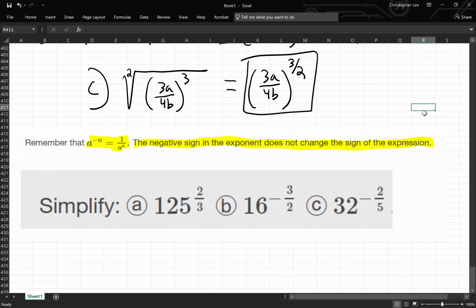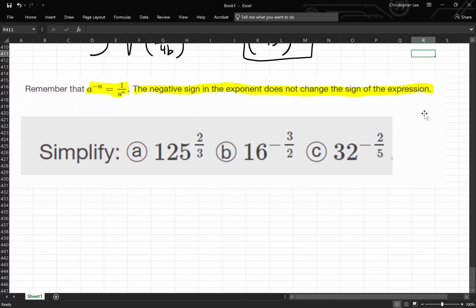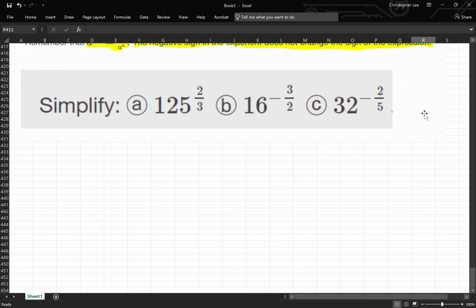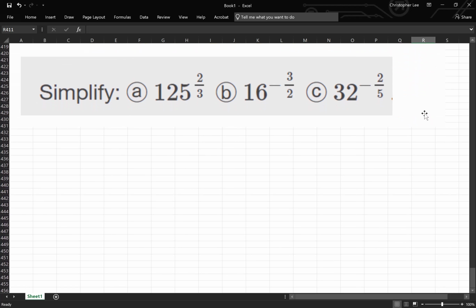All right, so remember that a to the negative n power is equal to 1 over a to the n. The negative sign in the exponent does not change the sign of the expression. Remember that. All right. So let's try this out. Oh, baby. All right, let's do this.